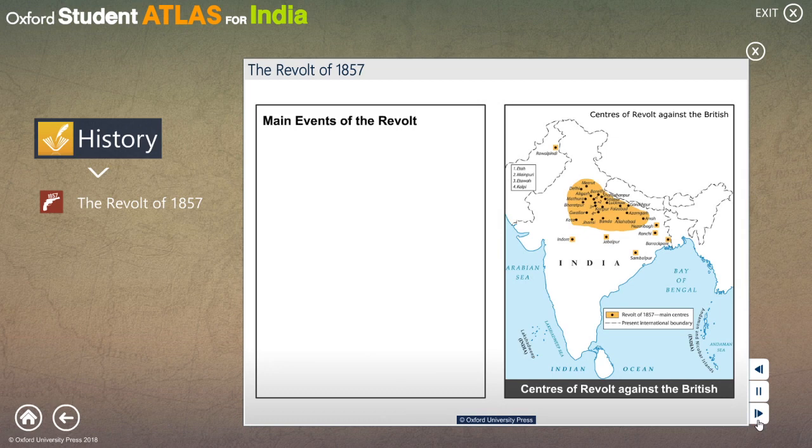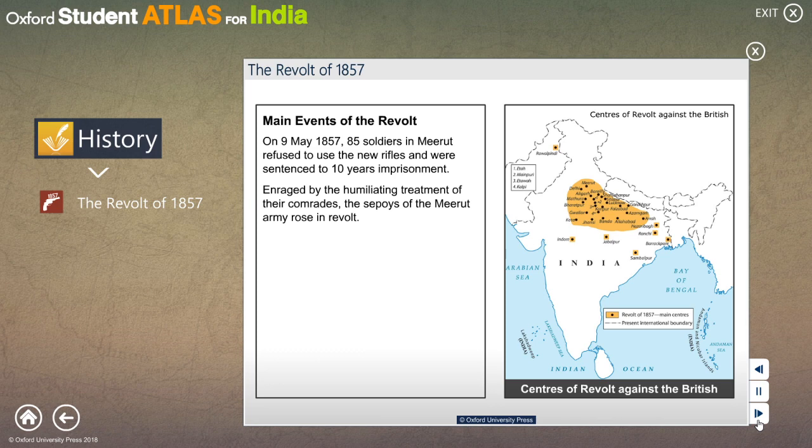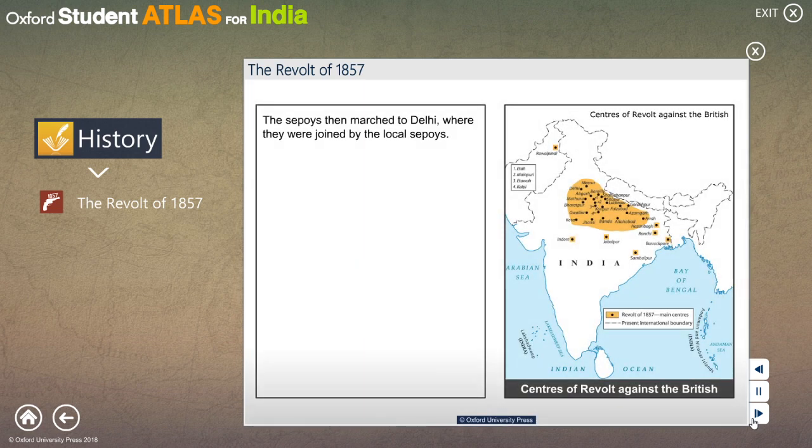Main events of the revolt. On 9th May 1857, 85 soldiers in Meerut refused to use the new rifles and were sentenced to 10 years imprisonment. Enraged by the humiliating treatment of their comrades, the sepoys of Meerut army rose in revolt. The sepoys stormed the jail and freed their comrades and attacked their European officers. The sepoys then marched to Delhi, where they were joined by the local sepoys. Bahadur Shah Zafar was proclaimed Emperor of Hindustan.